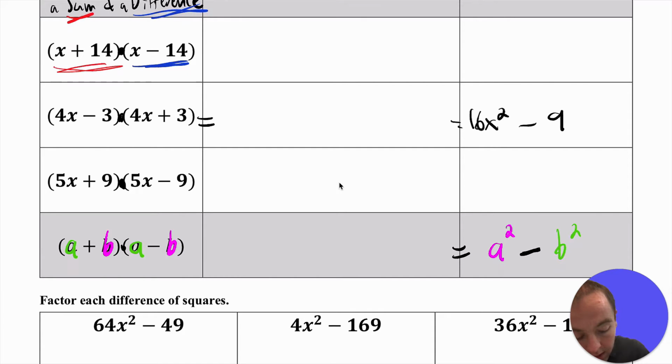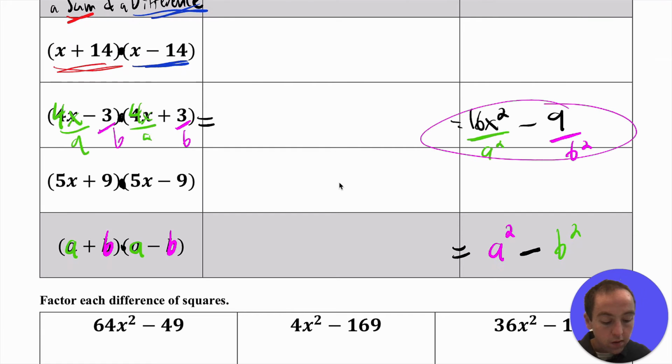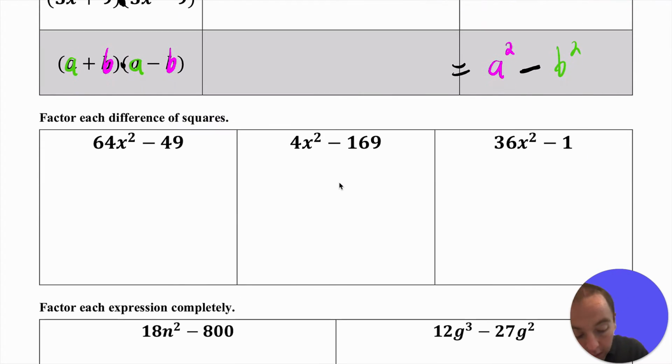You can see that with the example we just saw, the 4x minus 3 and the 4x plus 3. If you treat this 4x as your A, then when it got multiplied out, this is the A squared, the 4x times the 4x. And if you treat this 3 as your B value, then that is your B squared, so you do have something of the form A squared minus B squared. When things are of that form, we want to know how to factor them.